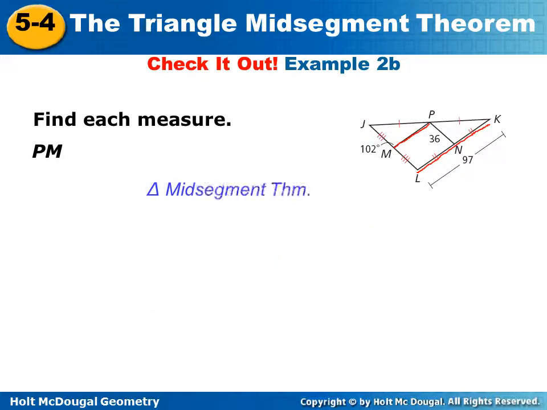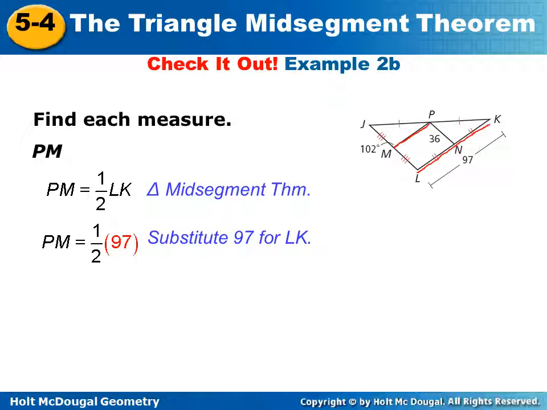If we're trying to find PM, PM is the midsegment of the base LK. So it's half of LK. Substitute 97 for LK. PM is half of LK, so it's going to be equal to 48.5.